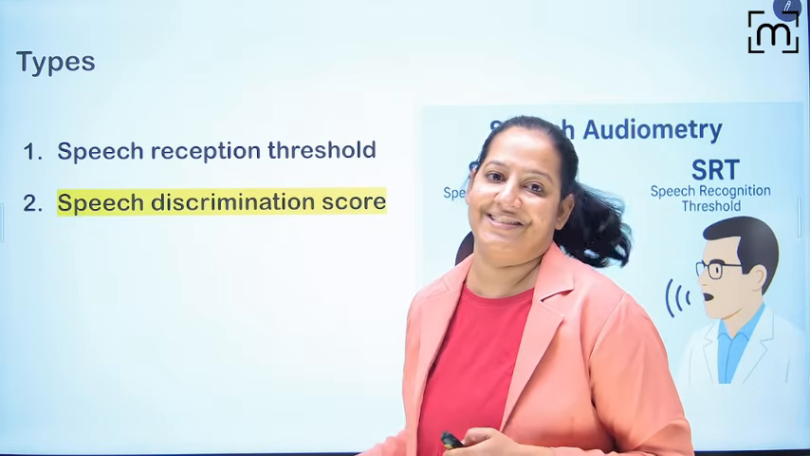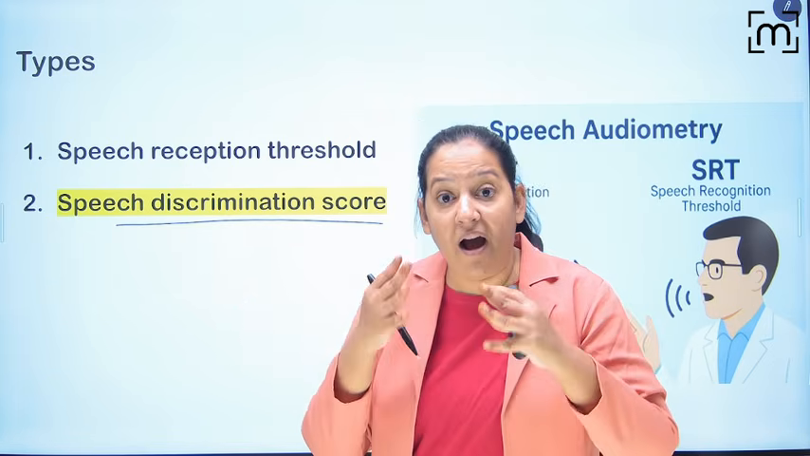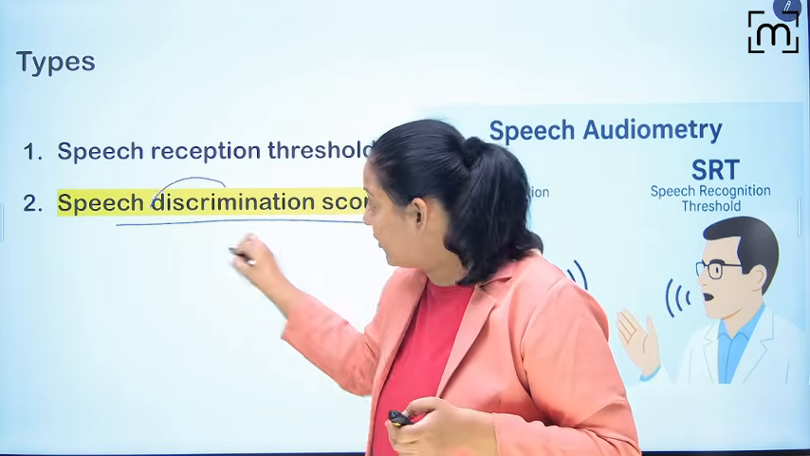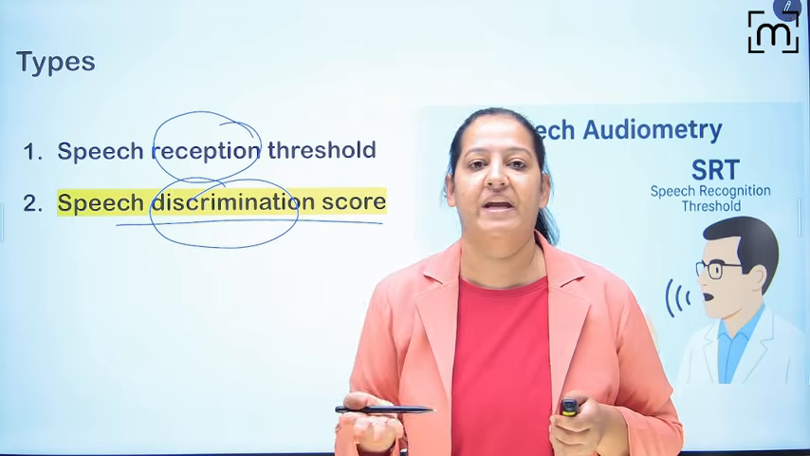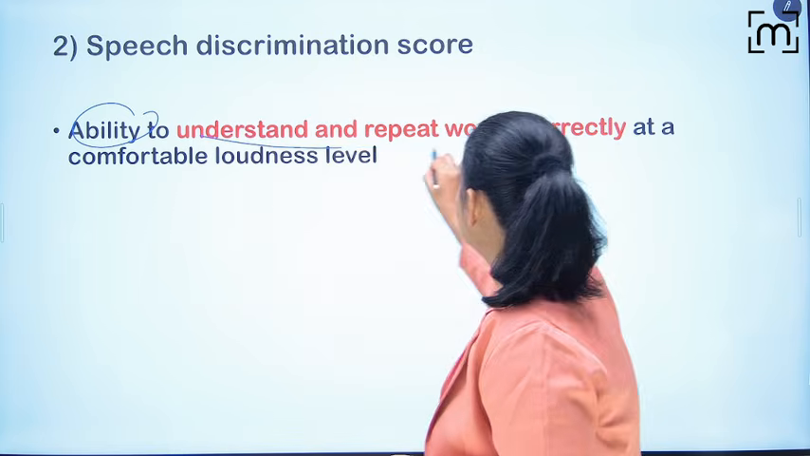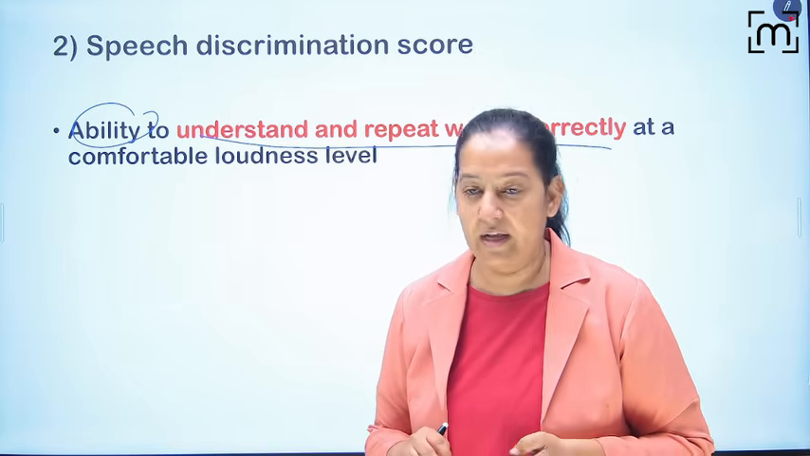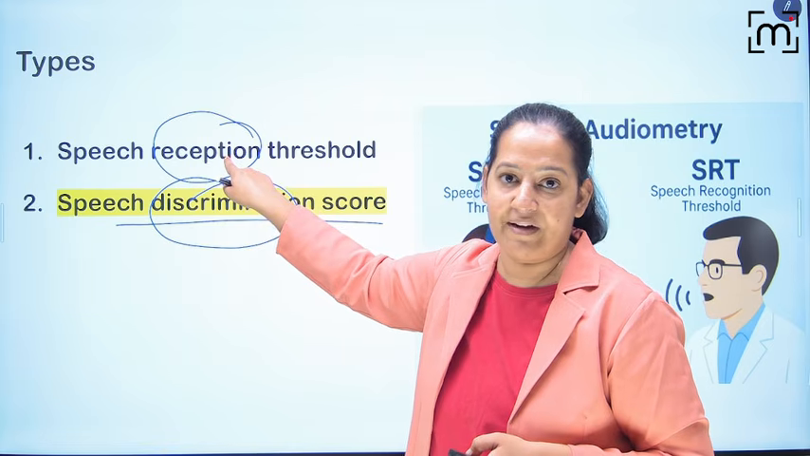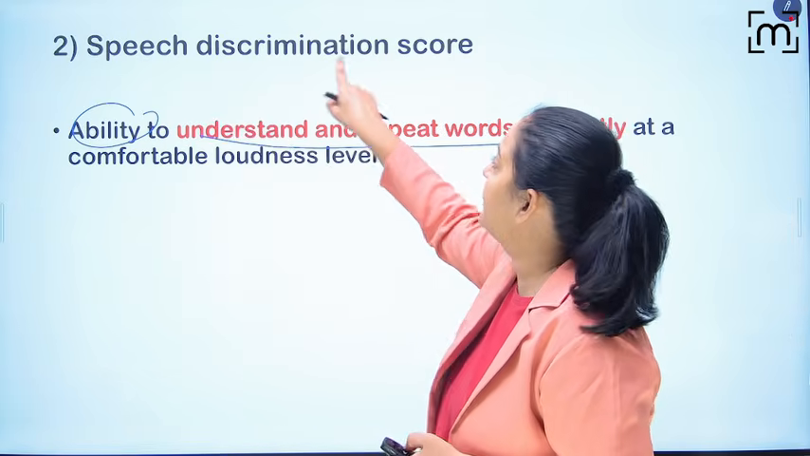Now coming to the second test, it is the speech discrimination score. Hearing and repeating is not important here; understanding what the word means is important. That is known as the speech discrimination score. In SRT the patient was receiving and repeating; here the patient has to understand it. We want to know whether the patient is able to understand and then repeat the words correctly. In SRT we just want to know the intensity at which the patient repeats, whether the patient understands or not doesn't matter. But here we want to know whether the patient is hearing as well as understanding. That is the speech discrimination score.